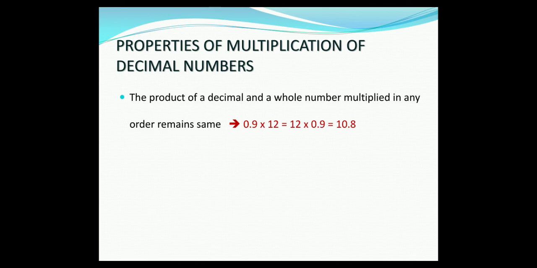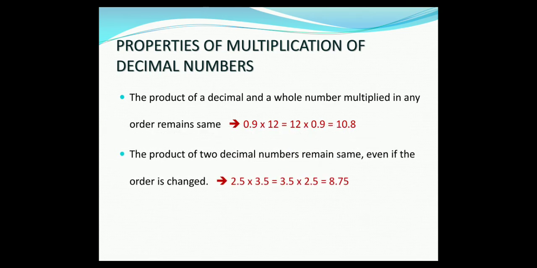However I multiply, for multiplication we saw some properties, no? Right, the commutative property we saw, right? The same property is being stated here. If I write 2 into 3 or 3 into 2, my answer will remain 6. The same way for decimals also. Clear? And the second property is that the product of two decimal numbers remains the same.